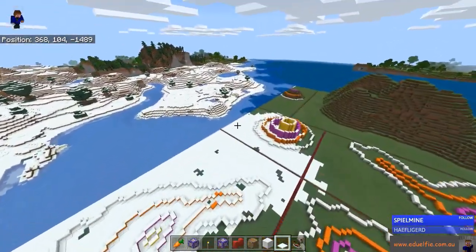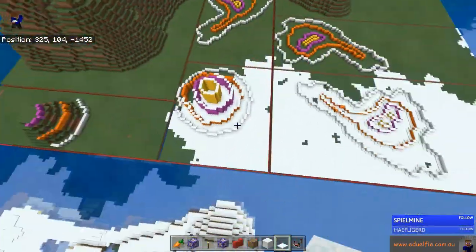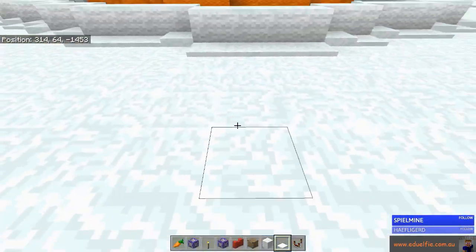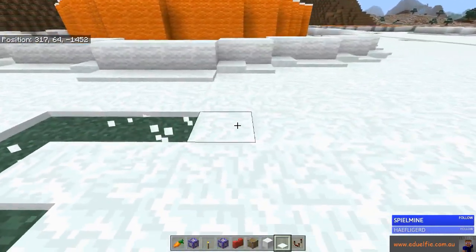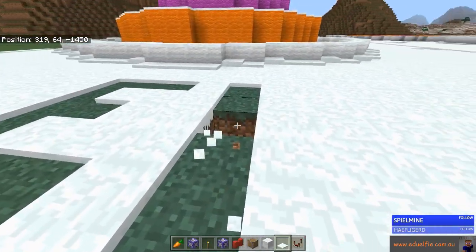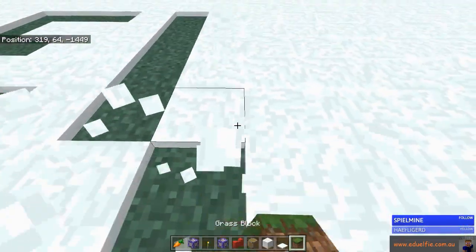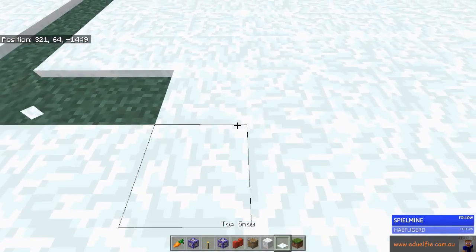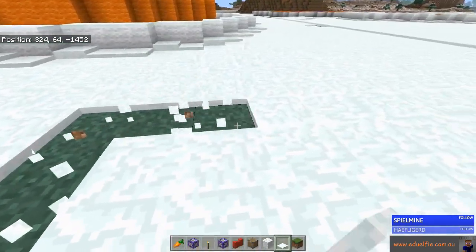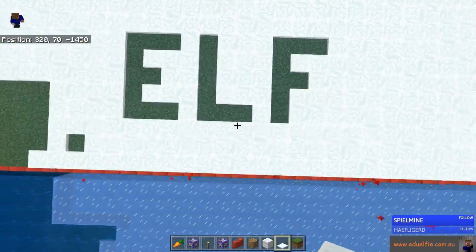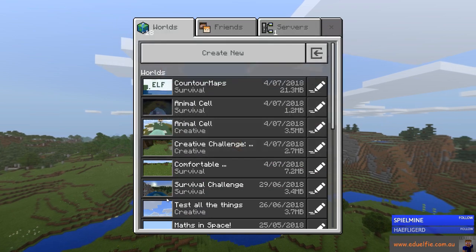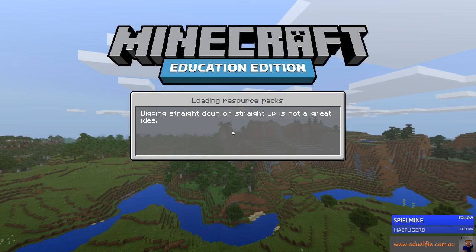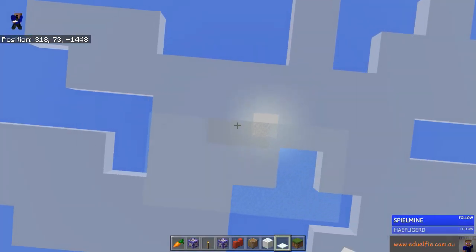So if I come over here and I sign the snow again, gotta make sure I sign it right. Let's not do the whole thing, let's just go elf. Alright, clearly sign the snow again. Let's save and quit. In the picture, let's go back in and see if it stays. It does.